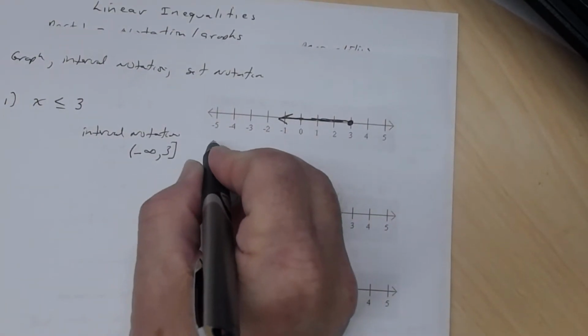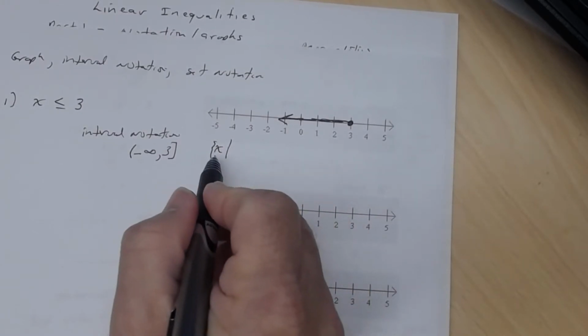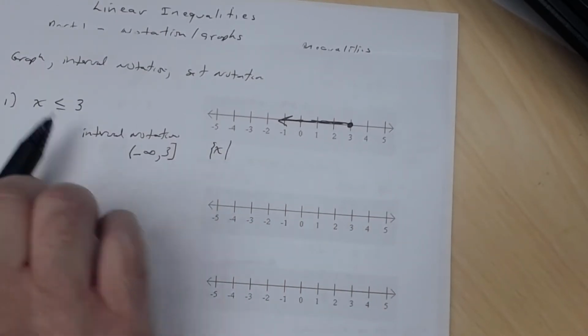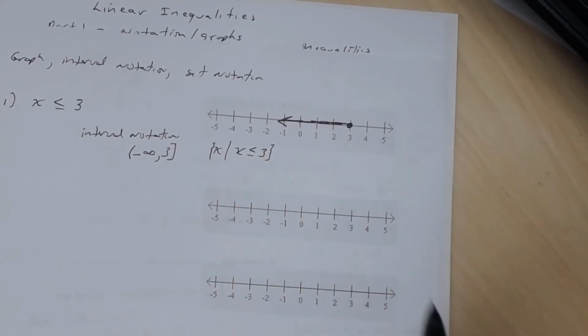The set notation looks like this. The set of x's such that, and you just write your inequality symbol, such that x is less than or equal to 3. So there's your graph.